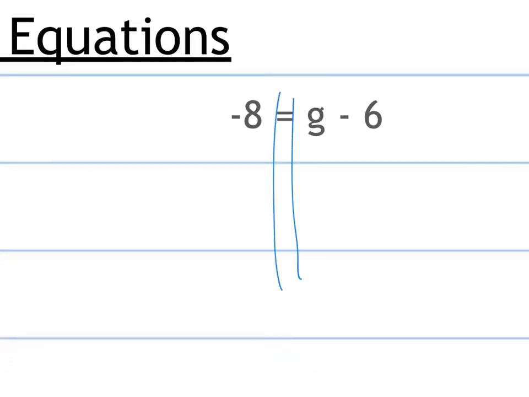Train tracks. Now the variable is on the right side, so that's the side that we are working on. So we have to get rid of that minus 6. We do that by adding 6 to both sides.